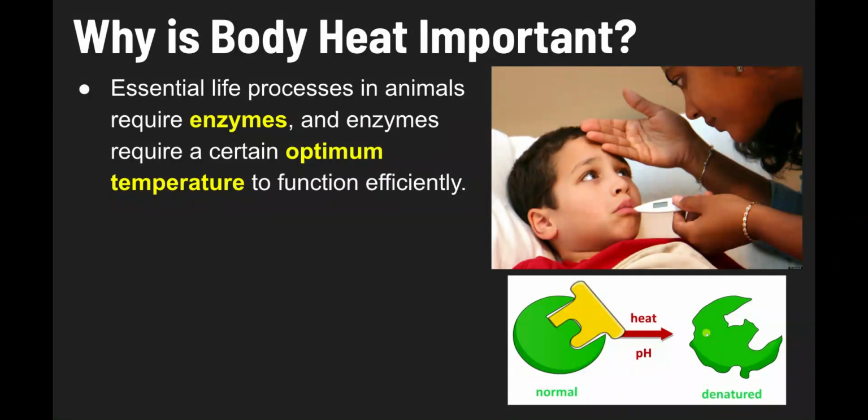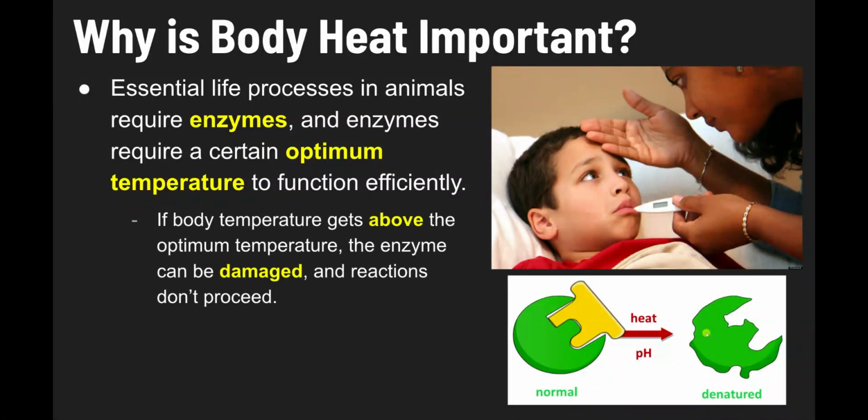Well, you have essential life processes, things that are required for you to survive. And these are carried out through chemical reactions inside your cells. But these chemical reactions require something called enzymes. Enzymes are biological catalysts. A catalyst is something that speeds up a reaction. So basically, all the little reactions that are happening inside your cells require enzymes. And enzymes need a certain optimum temperature in order to function efficiently.